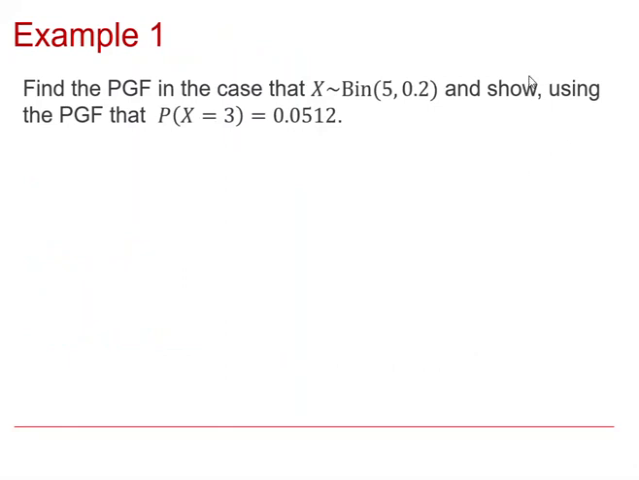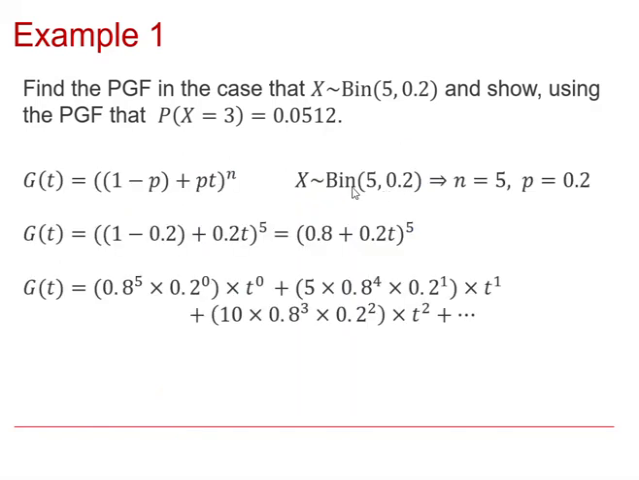Let's look at some examples. So the first one requires us to find the generating function for a specific binomial distribution, and also show from the probability generating function that the probability x equals 3 takes a particular value. So this does require us to recall or look up the fact that the generating function for the binomial distribution is that.